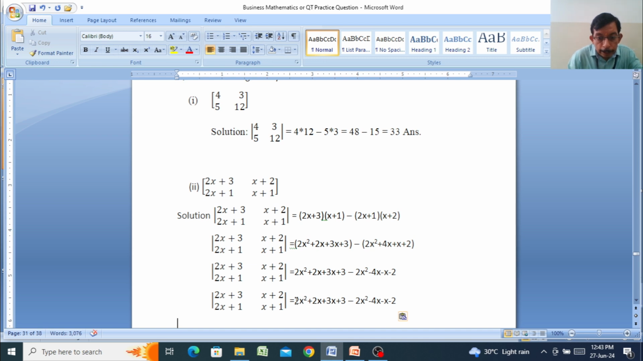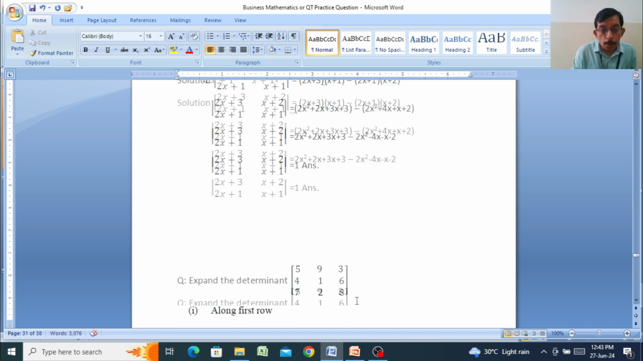2x square cancels out 2x square, since the signs are opposite and the values are equal. 2x plus 3x is equal to 5x, and minus 4x minus x is also minus 5x, both with opposite signs and equal values, so they cancel out. 3 minus 2 is equal to 1. Then the answer is only 1. It is clear. The value of the determinant is 1. Is it clear, everyone? This is a simple question. Now we come to the next question.